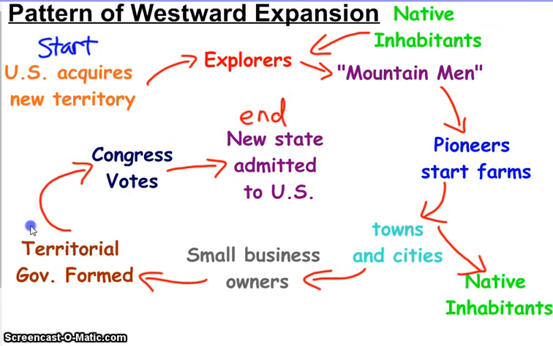This is the goal, what we want to have happen. And we call this a pattern of westward expansion because it doesn't happen just once or twice. It happens over and over and over again.